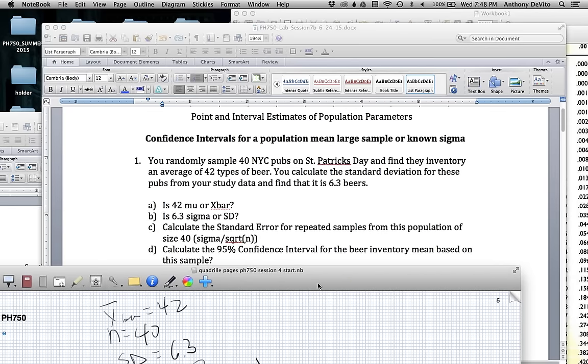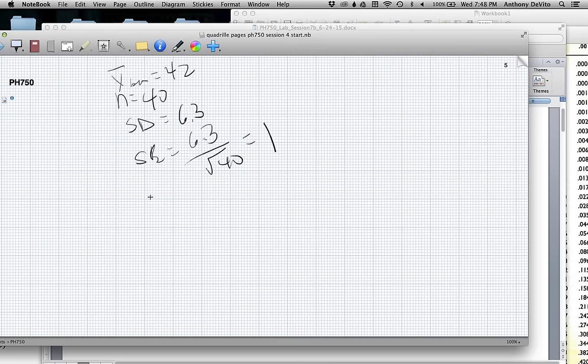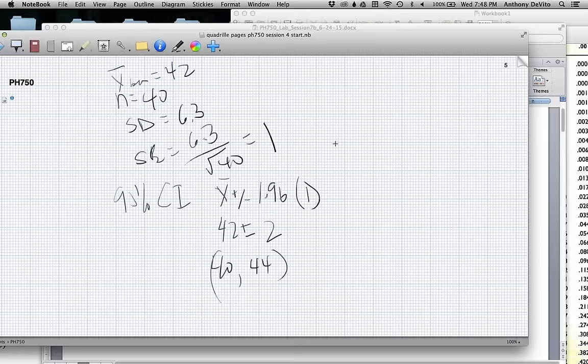So let's go back here and see what the question says: calculate a 95% confidence interval for beer inventory based on this sample. Well, what's the 95% confidence interval for the average number of beers that are carried by pubs in New York City? It's going to be X bar plus or minus 1.96. We're using 1.96 because the sample size is large. We'll see that's going to change shortly. Times the standard error, which is 1. So it's going to be 42 plus or minus, say, roughly 2. So it's going to be basically 40 to 44. That's our 95% confidence interval.